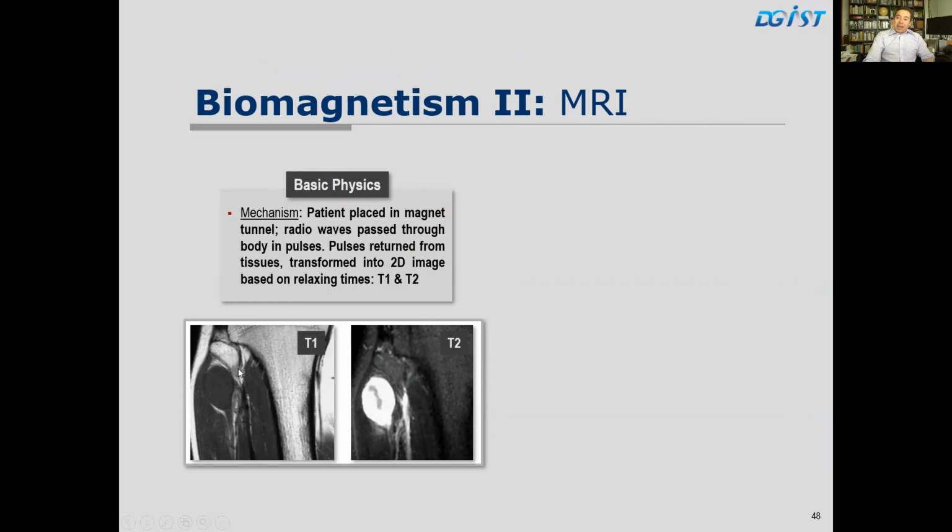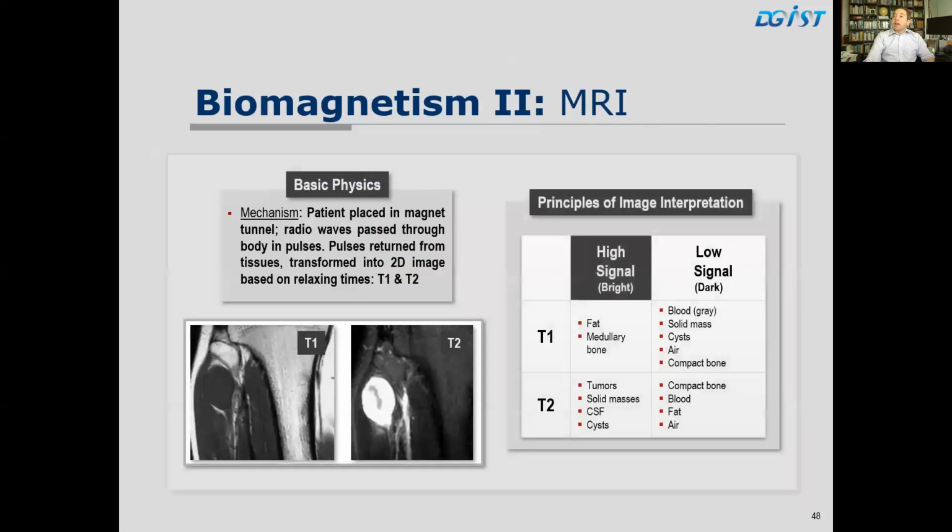a patient is placed in a magnetic tunnel, radio waves are passed, so this is not very high energy, it's low energy radio waves. The radio waves will shift small energetic transitions in protons that are present in all the molecules, in particular spins of hydrogen protons, and these will be transformed into two-dimensional images based on how this energy that's input in the radio waves and the proton spins relax, meaning they go back to their ground state.